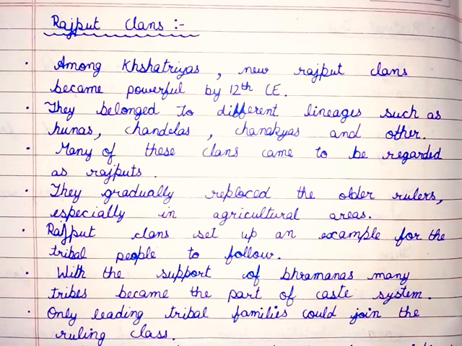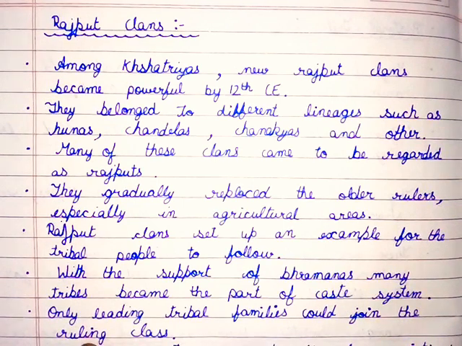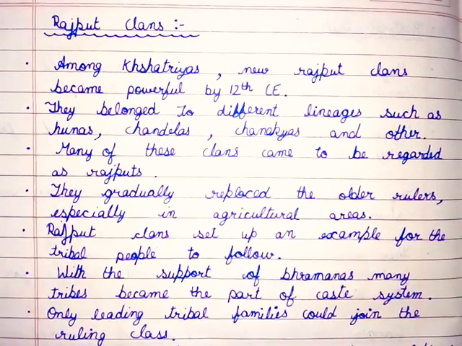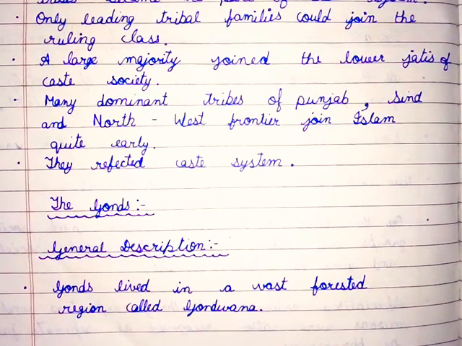With the support of Brahmanas, many tribes became part of the caste system. Only leading tribal families could join the ruling class. A large majority joined the lower jatis of caste society. Many dominant tribes of Punjab, Sindh and the northwest frontier joined Islam quite early. They rejected the caste system.